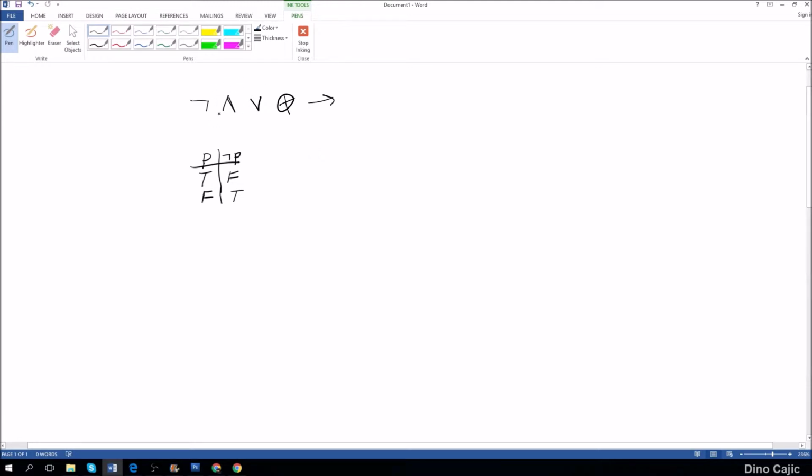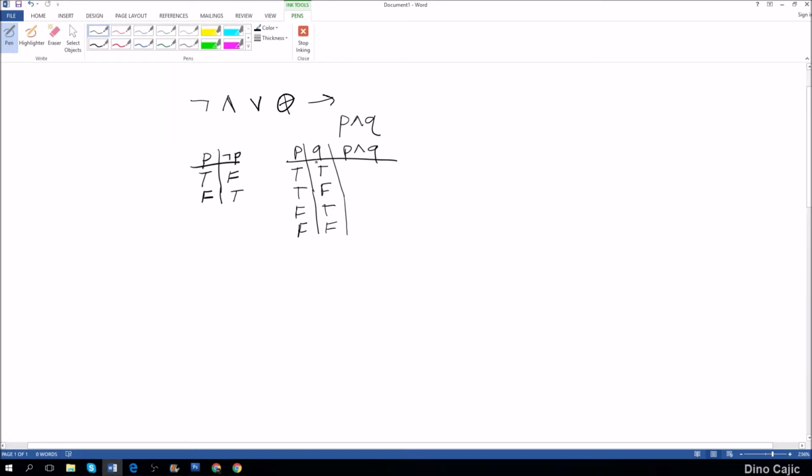Continuing on with the and operator, what basically we're gonna do is look at something like P and Q. So P, Q, and P and Q. We'll have four possible combinations in this truth table. So true, true, false, true, false. True and true, true and false, false and true, false and false.